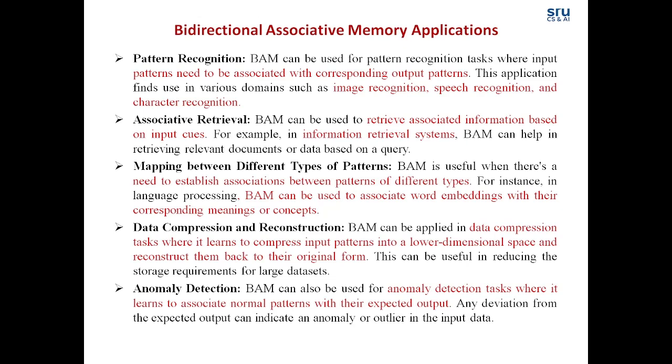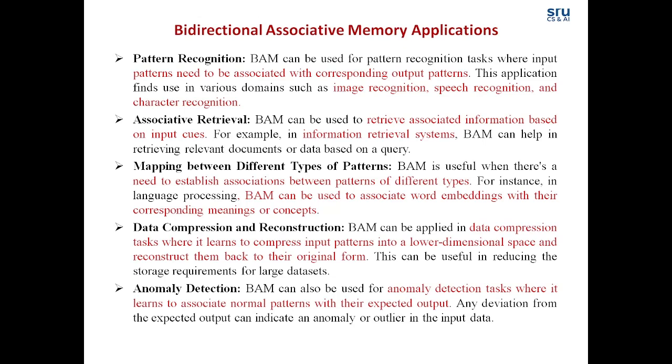Then here we have associative retrieval. Bidirectional associative memory is used to retrieve associated information based on input cues. For example, in an information retrieval system, BAM can help in retrieving relevant documents or data based on a query.